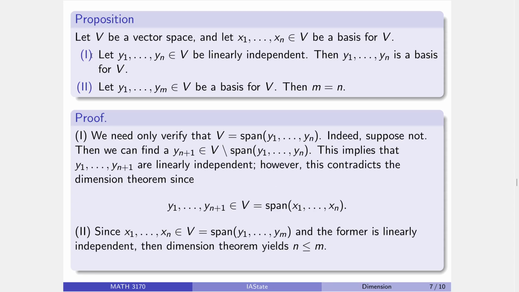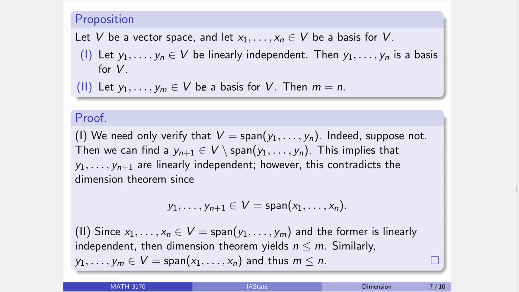Alright, that takes care of point 1, and then point 2, well, x1 to xn is in the span of y1 to ym. The x1 to xn by hypothesis are linearly independent, so the dimension theorem bounds n above by m. And a similar argument applies because my y1 to ym is assumed to be a basis, and they live in the span of the x1 to the xn, and that will then get m is less than or equal to n, and so m and n must be equal.